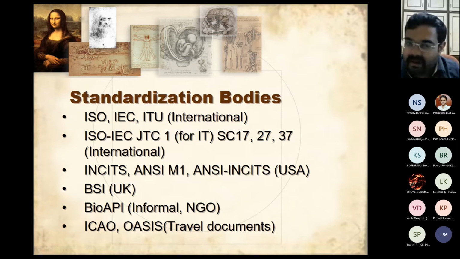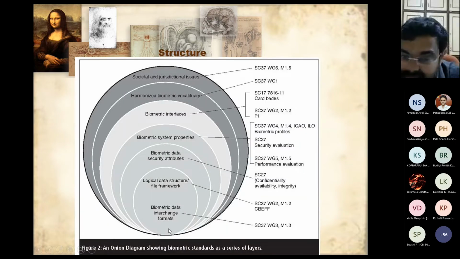It's a problem, but we have to live with it. Everybody has to live with it. ISO, IEC, ITU are international standards bodies, but they may have vested interests. USA-based standards are INCITS and ANSI. BSI is UK. BioAPI is a private informal NGO that doesn't want any company or any country to take over. Then the International Civil Aviation Organization and OASIS are standards for travel. So this is a big problem, but we cannot help it.